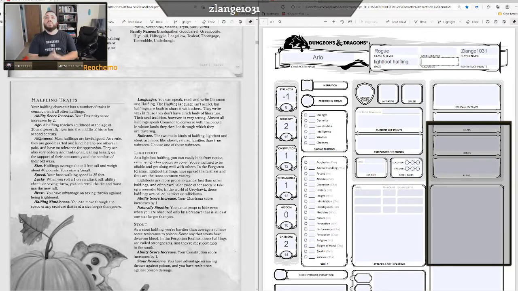Alignment, you can play alignment however you want. There are 9 different alignments that fall under different ranges. The best way to describe it is a 3x3 block. Up top you will have good, neutral, and evil. And on the side you will have lawful, neutral, and chaotic.